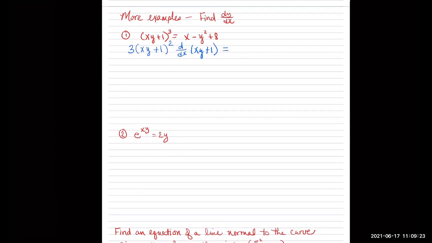And you could go ahead and take that derivative of the inside function right there if you want. But on the right-hand side, I have the derivative with respect to x of x minus the derivative with respect to x of y squared. Can you tell me what I get when I take the derivative of y squared with respect to x?